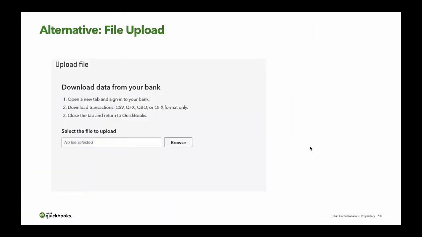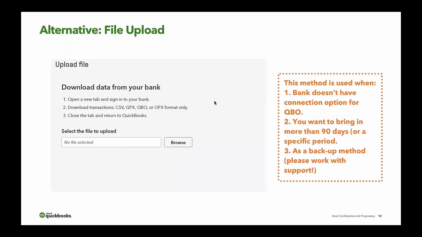And then here's that alternative option, the file upload, where you actually download the details from the bank. CSV is probably the most popular format, but there's also .QBO, QFX, OFX. This gets used most commonly if the bank doesn't have a connection option for QuickBooks Online, or if you want to bring in a file that's larger than 90 days. So in getting ready for this webinar, I went out and got client data for January till the end of August and pulled it all in at once and did some batch coding and things to get everything in there.